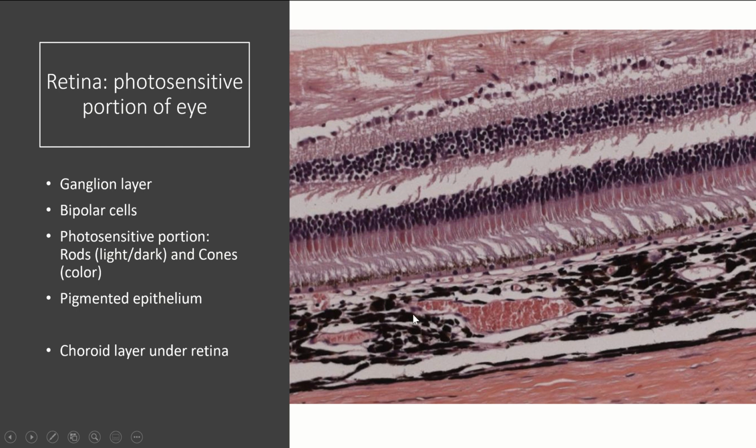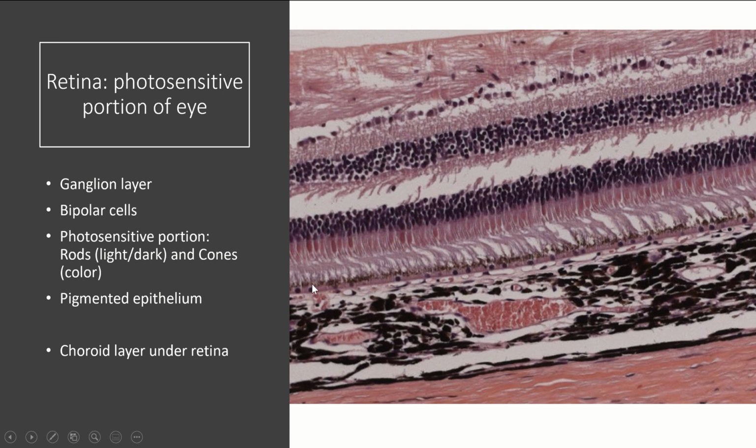Okay, so we'll start from the bottom. This is the choroid layer right here, and that's the vascular layer under the retina. So you can see it's got a bunch of blood vessels all throughout it. So this is the vascular layer that supplies blood to the retina, because the retina is avascular. Okay, and that's because we don't want blood vessels getting in the way of all of these light beams that need to go to the retina.